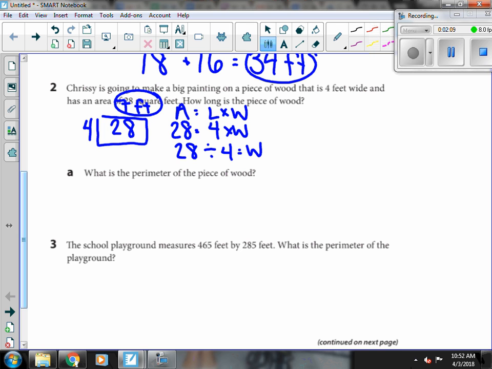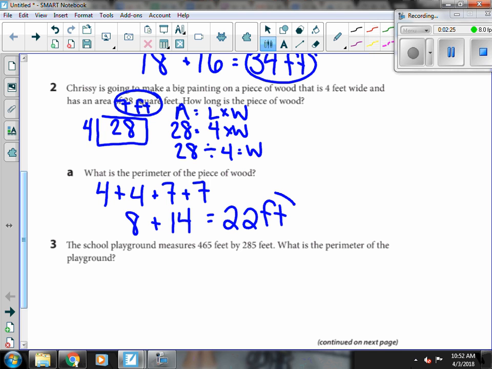And now again I can find the perimeter. 4 plus 4 plus 7 plus 7 is 22 feet. Remember, area is just feet. Or perimeter is just feet. Area is more square feet.